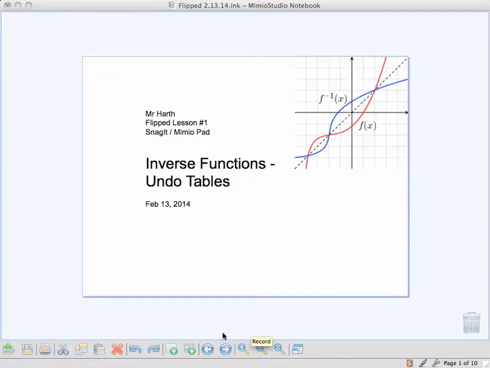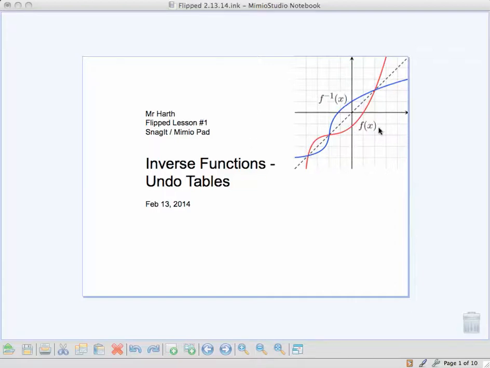This is Mr. Harth, your inverse functions undo table operator here, and I am going to be giving you my first flipped lesson today. It is February 13, 2014, and we have Snagit being used in a MemoPad as far as the software and tools I'm using to produce this first tool.